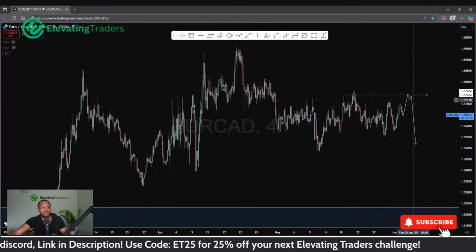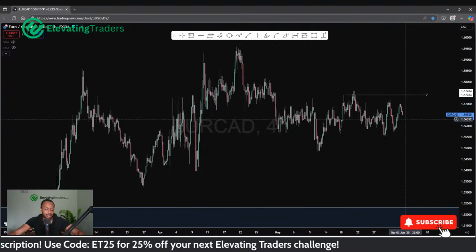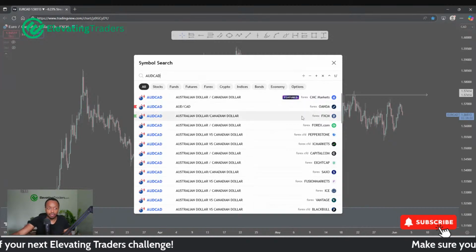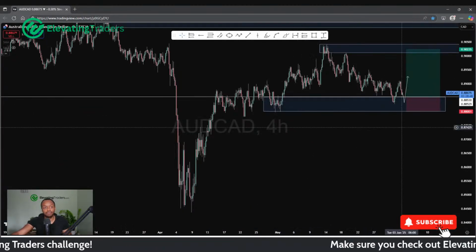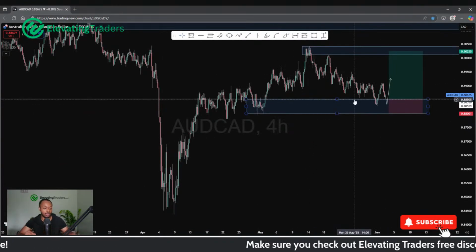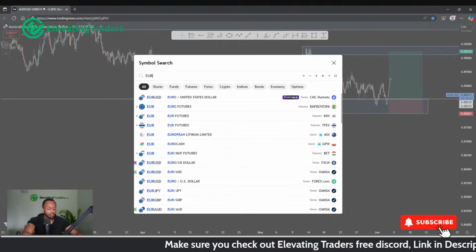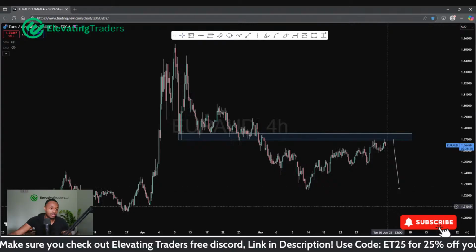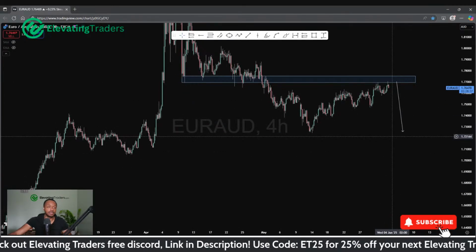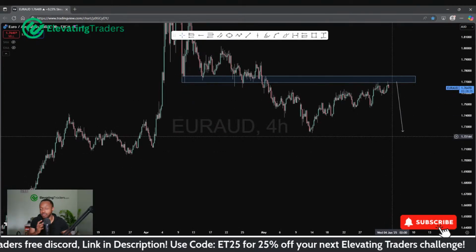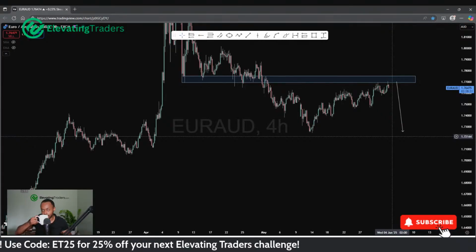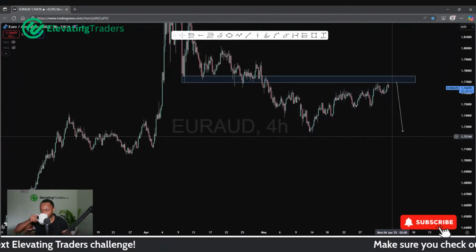But I do expect to see Aussie CAD and New Zealand CAD to push up. So there's a big contradiction between my bias for Euro, Pound, Aussie, and NZD, which is why I quite like the shorts for Euro Aussie, because if my bias does play out for both Euro and Aussie, there should be a big shift of momentum, a big sell-off to come for Euro Aussie and the other crosses as well. So staying focused on that pair.